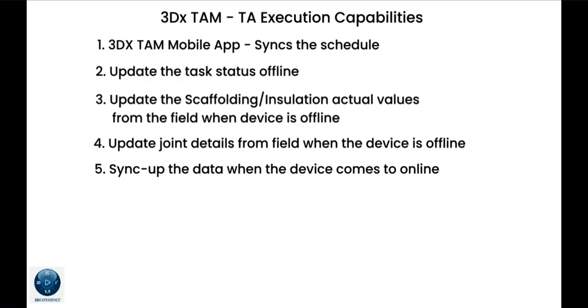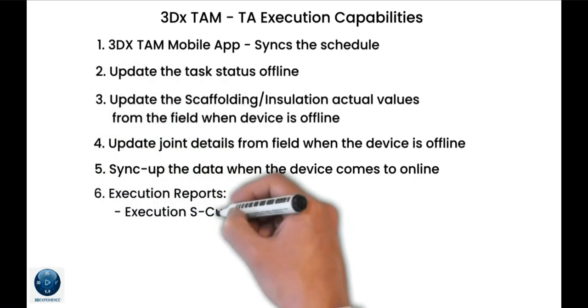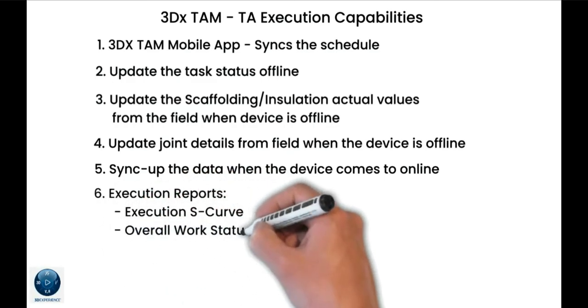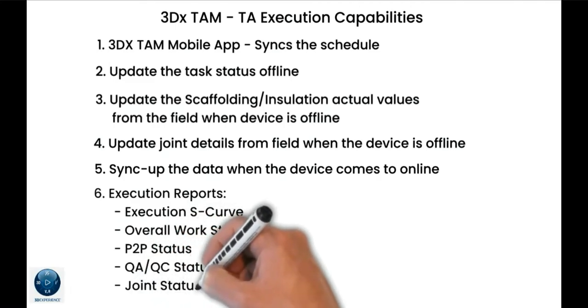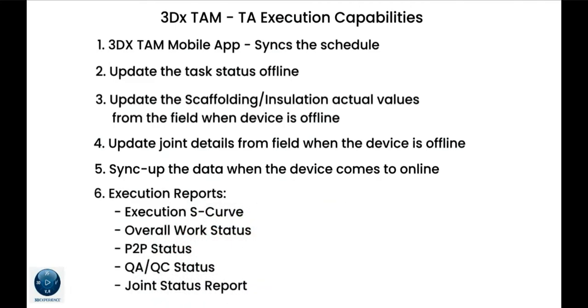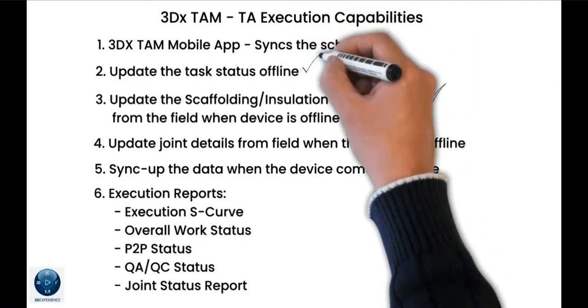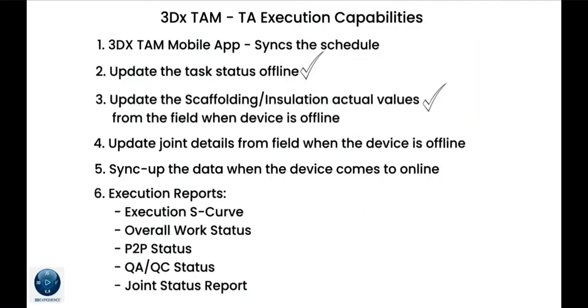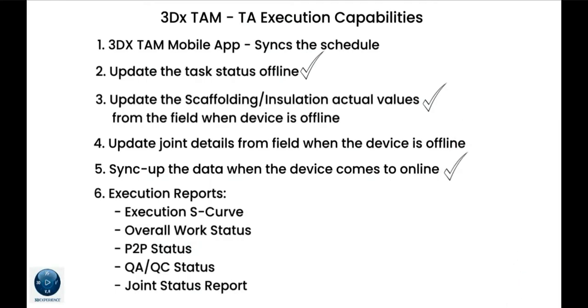We also have plenty of reports to track the execution progress, like execution S-curve, overall execution status, peer-to-peer status, QA/QC task status, joint status, etc. We are going to use the scaffolding actual data collection and also the task status update, when the device is offline, and sync up that data to the server when we come online, as the use case for this demo.